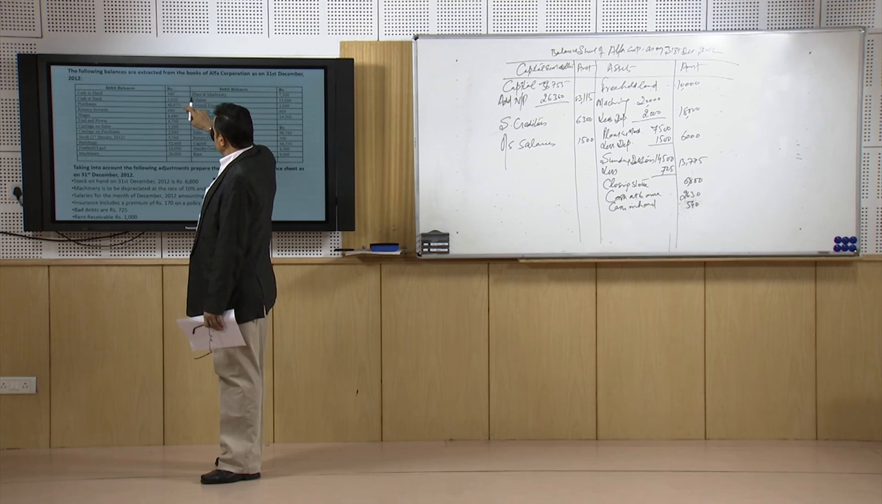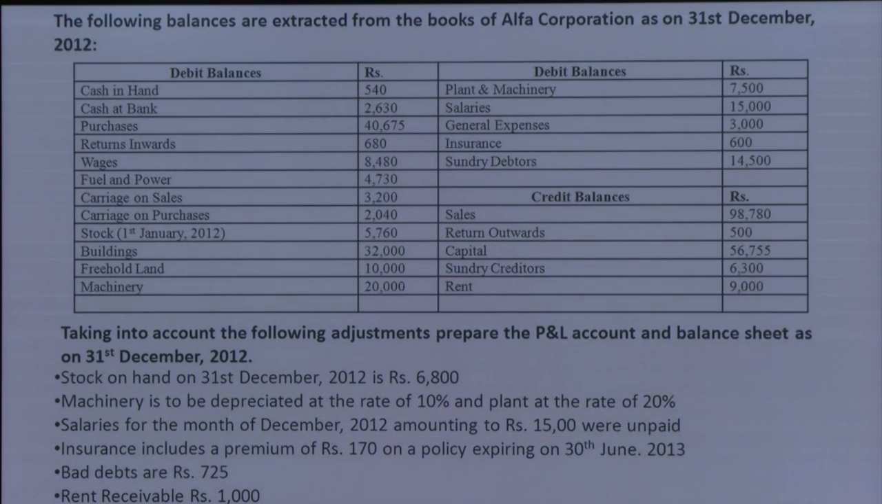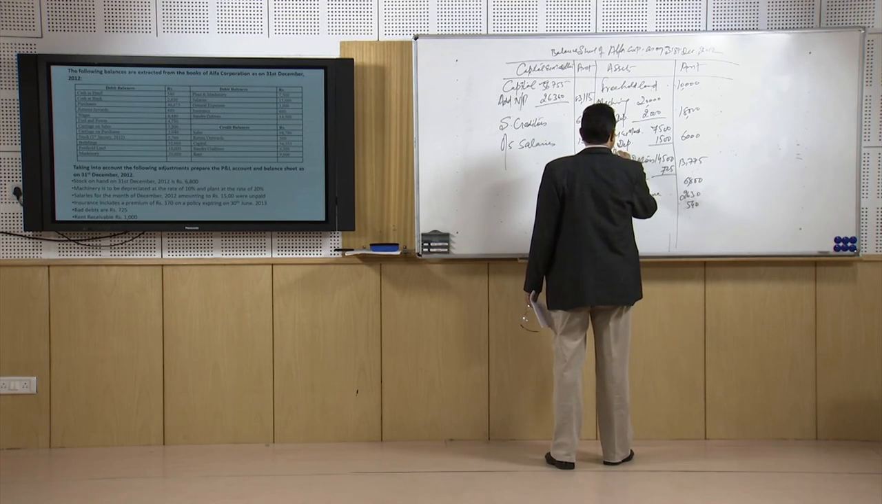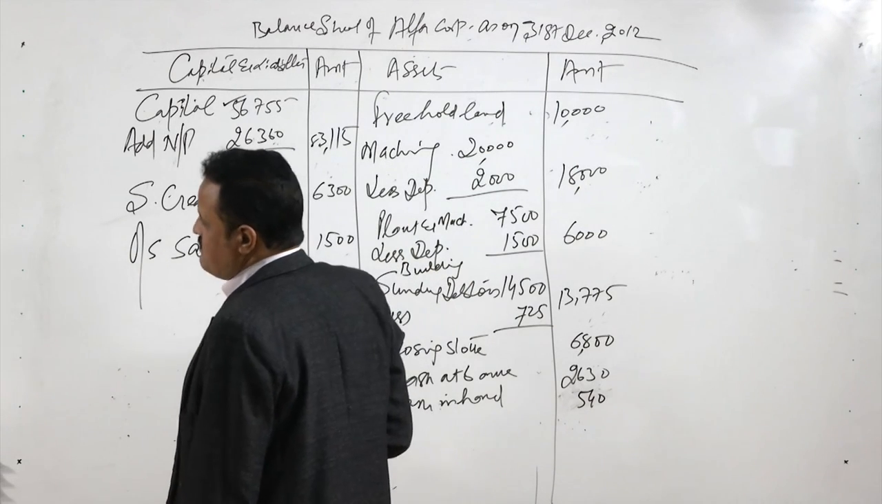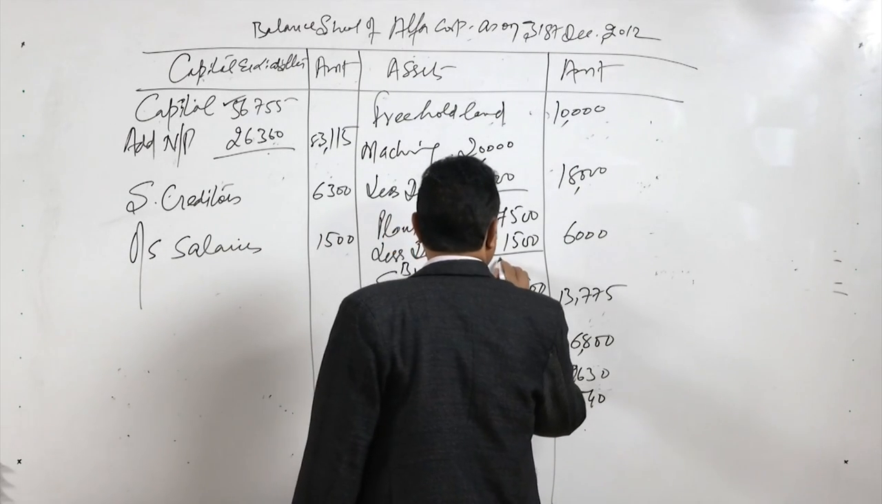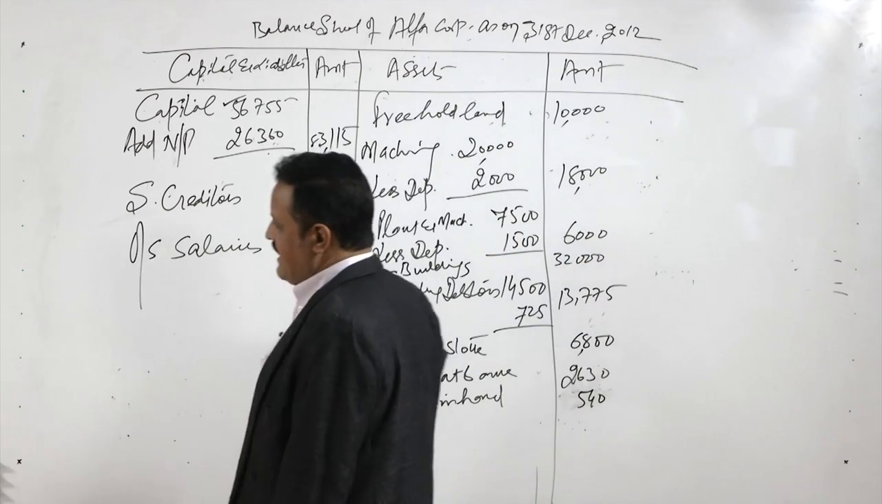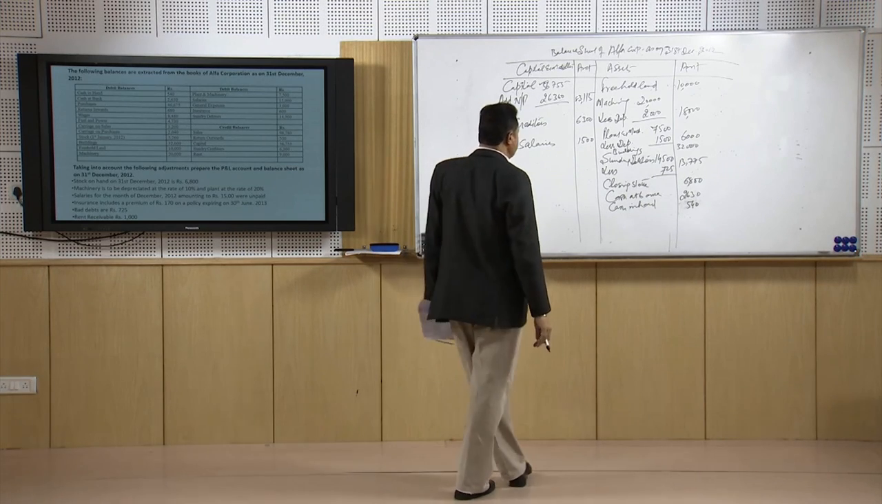We have taken the cash in hand, we have taken the cash at bank. Purchases, no. Returns inwards, no. Wages, no. Fuel and power, no. Carriage on sales, no. Carriage on purchases, no. Buildings, yes, we have forgotten the buildings, a very important part. So you have to put it here before the debtors, because it is a permanent asset, a long term asset. So we prepare the balance sheet in the order of permanence. So buildings are 32,000, and there is no depreciation on the buildings. So we will not have to provide any kind of depreciation on the buildings. Directly we will take the buildings here.